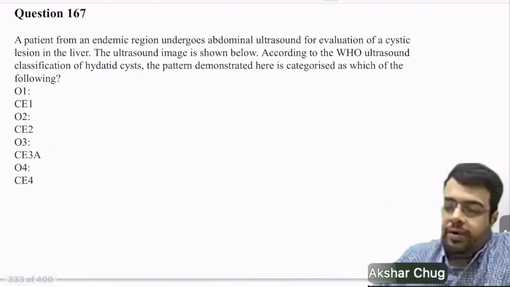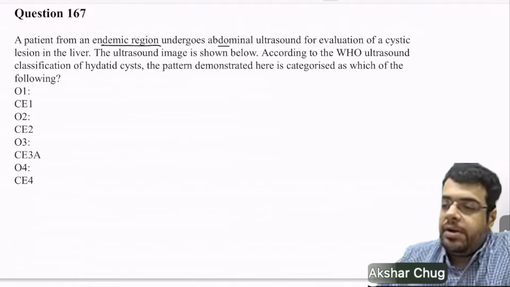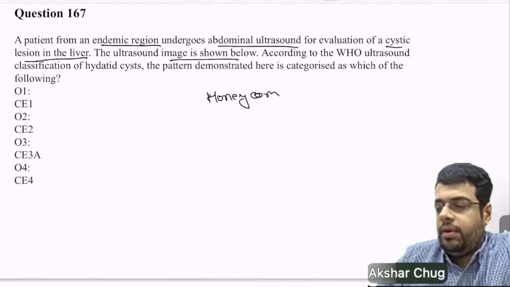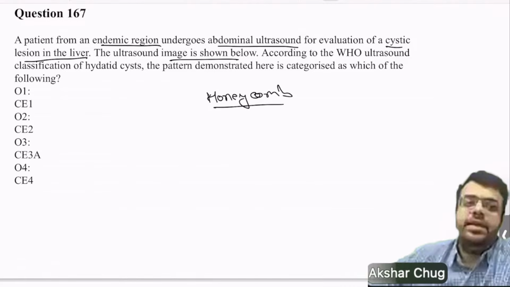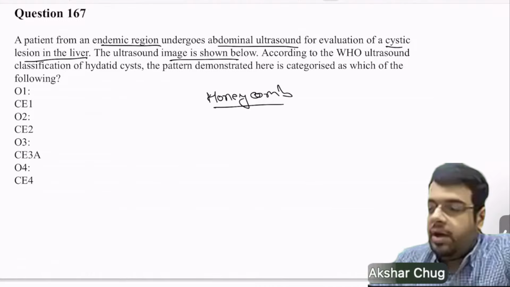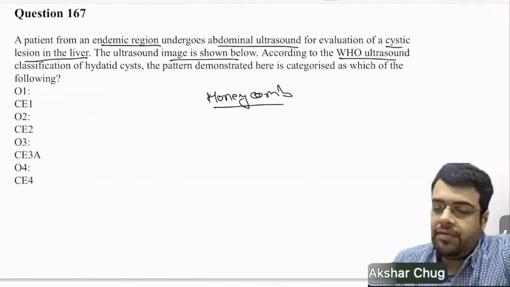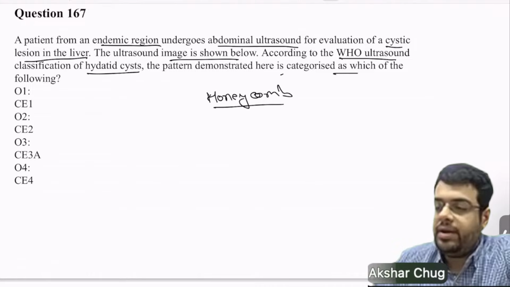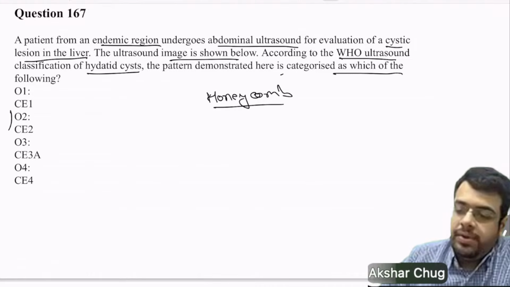A patient from an endemic region undergoes abdominal ultrasound for a cystic lesion of the liver. Ultrasound shows the image below. The image was of honeycomb appearance of the liver. So we are thinking in terms of hydatid disease. According to the WHO ultrasound classification of hydatid cyst, the pattern demonstrated here is categorized as which of the following? So honeycombing is CE2, which is also equal to Gharbi class 3.